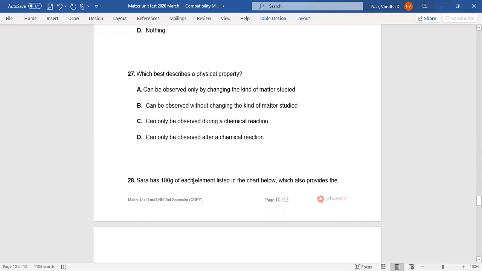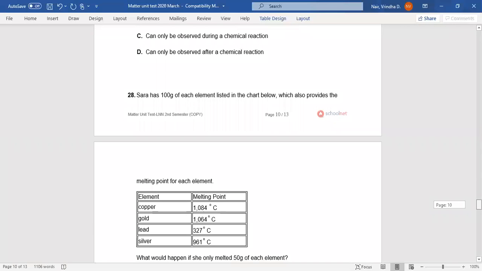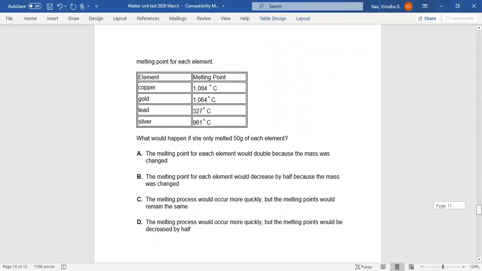Sarah had 100 grams of each element listed in the chart below, which also gives the melting point of each element. If you see here, copper's melting point is 1084, gold is 1086, lead is 270, silver is 961. What would happen if she only melted 50 grams of each element? The melting point of each element would double. Because the mass has changed, the melting point of each element would decrease by half. Because the mass has changed, the melting would occur more quickly, but the melting point would remain the same. The melting process would occur more quickly, but the melting point would be decreased by half.